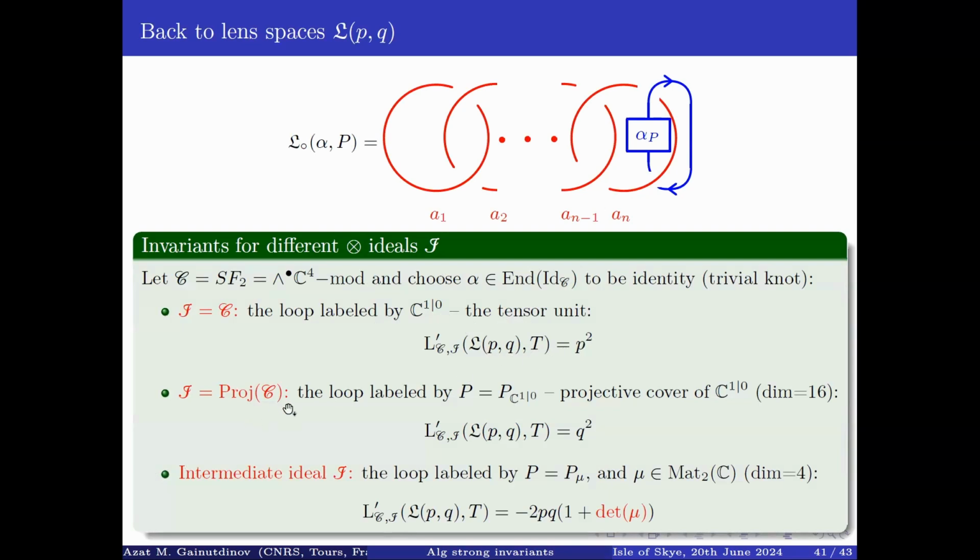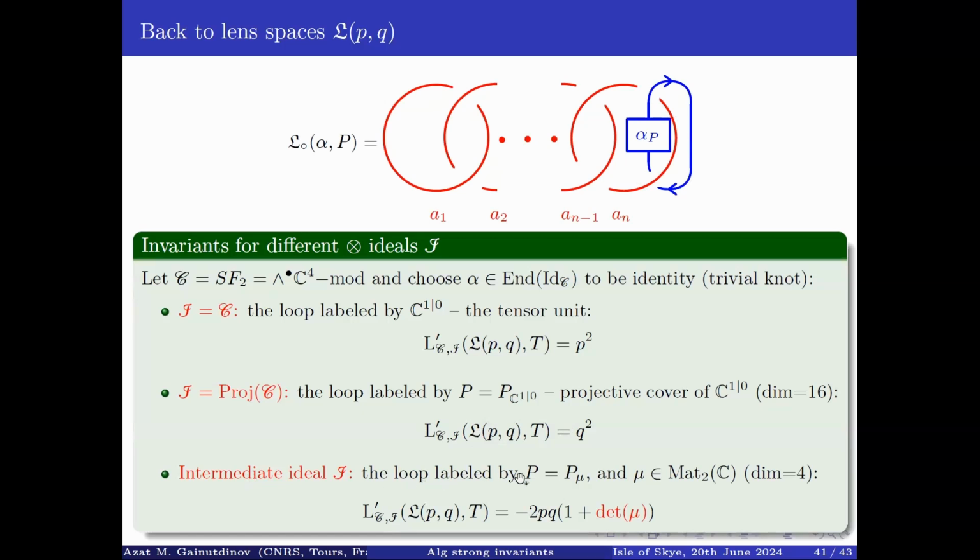If you take the projective ideal, we can label the loop by a projective power of the tensor unit. So it's a big object, dimension 16, and the invariant of this lens space with this non-trivial loop is Q squared. But you can actually do better. What is interesting is to look at intermediate ideals, these pullback ideals I will describe.